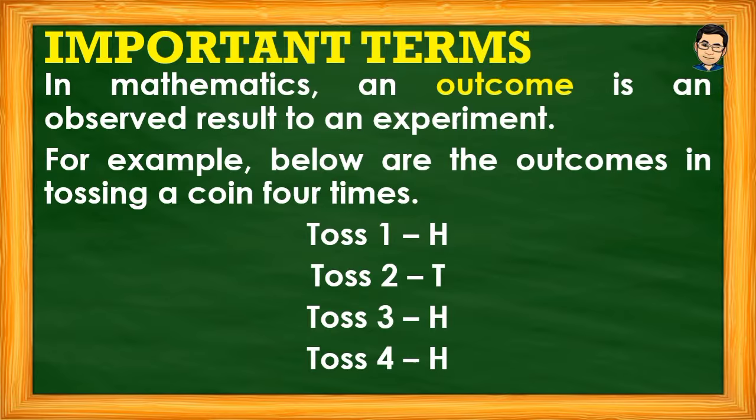Okay, so ayan po yung mga outcomes in tossing a coin 4 times. So 4 na beses nating initsa yung barya. So ayan po yung mga outcomes na lumitaw. So pwede nating isulat ganito. H, T, H, H. Okay, make sure and close natin siya sa mga curly braces.